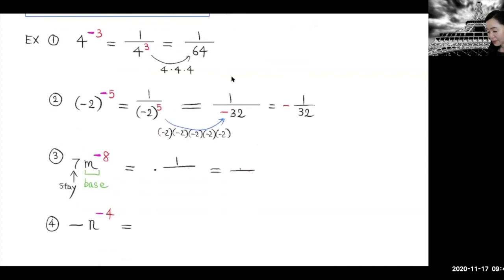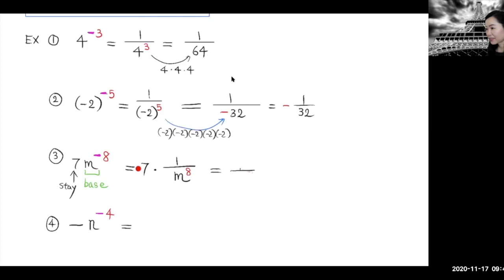Let's try the next one. Over here, with the negative exponent, what is the base? Only the m, right? Because there's no parenthesis around the 7m. So only this m is the base, and the 7 is going to stay. Now, this negative exponent indicates you're taking the reciprocal, so we will write this as 1 over m to the 8th power.